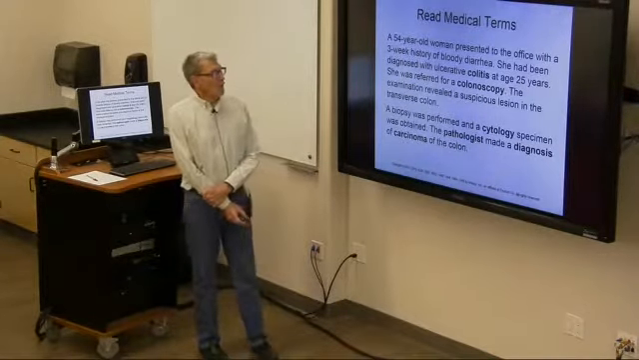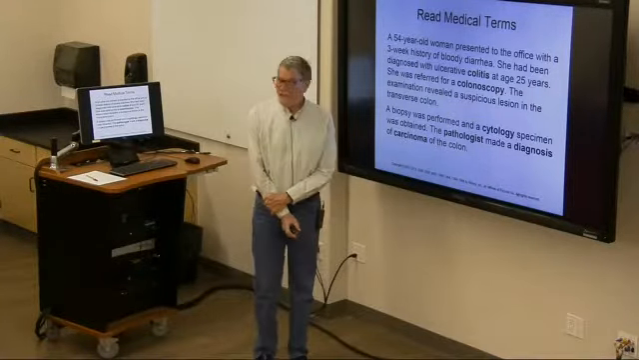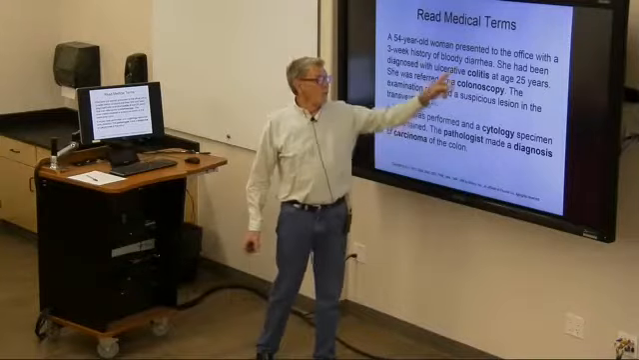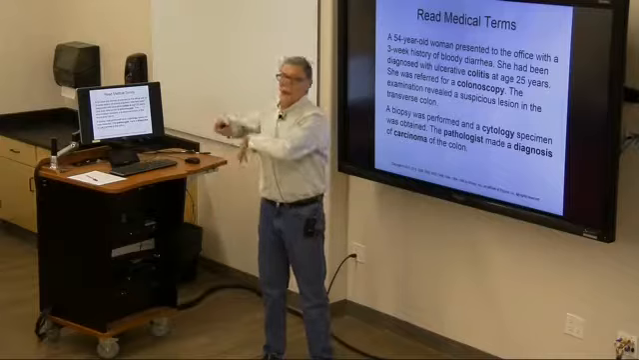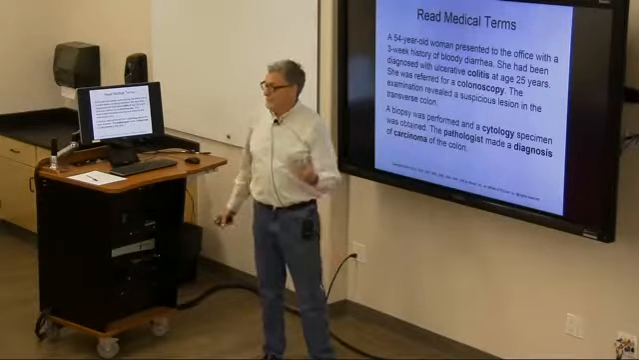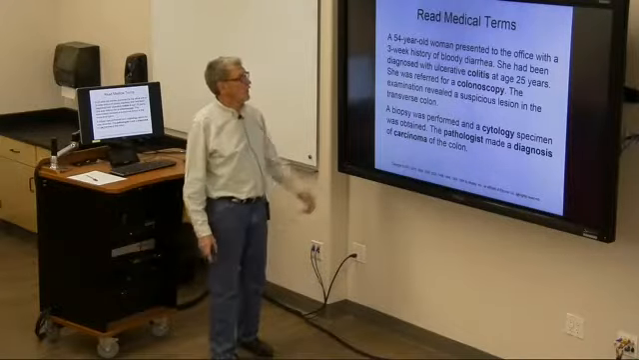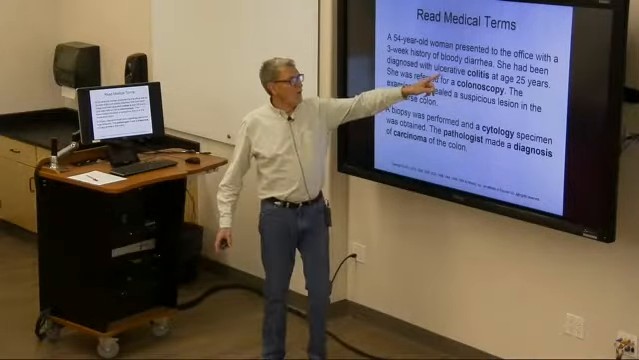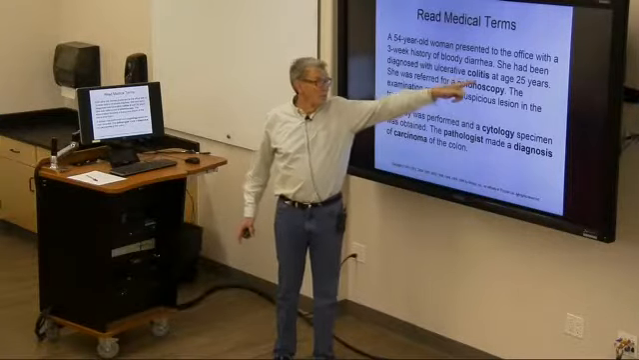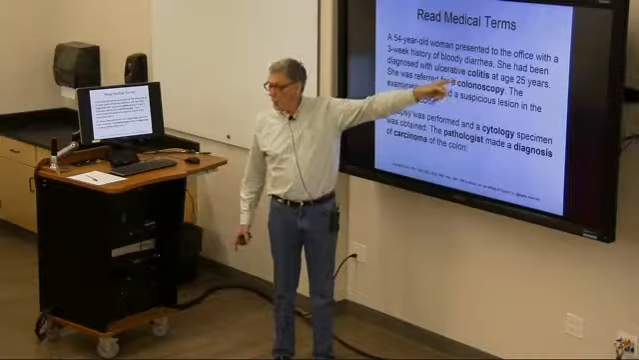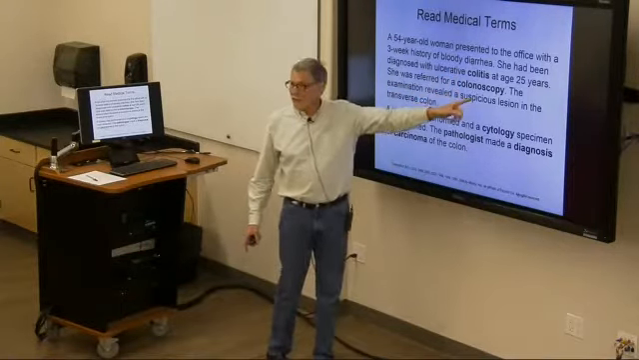A 54-year-old woman presented in the office with a 3-week history of bloody diarrhea. And by the way, the term rhea means flow. Dia means all the way through. Diarrhea, I mean, we know what that is, but that's where the word comes from. Diagnosed with ulcerative colitis. What do you think that is? Inflammation of the colon.